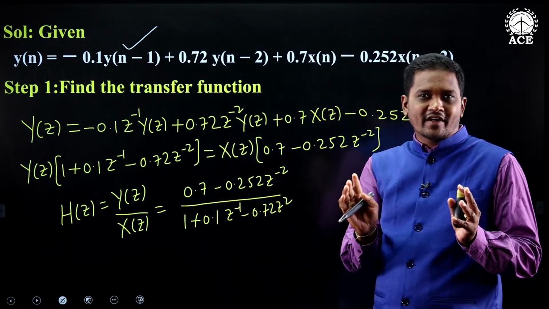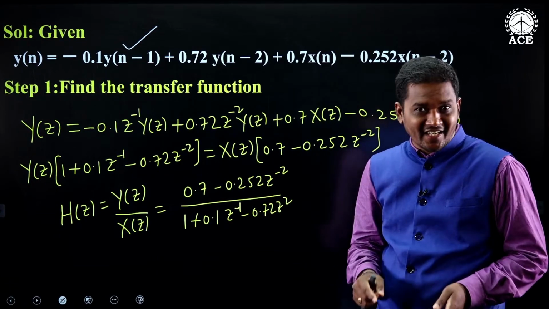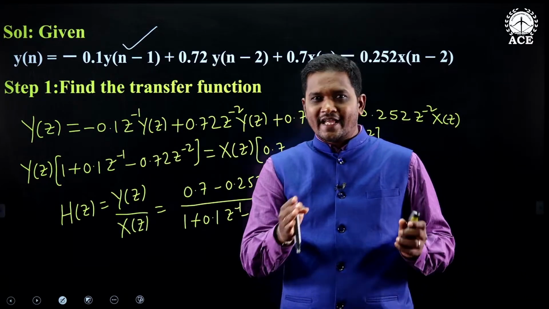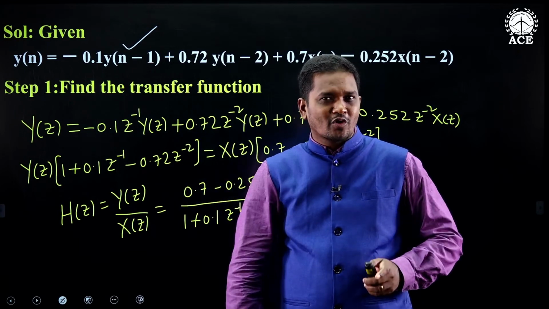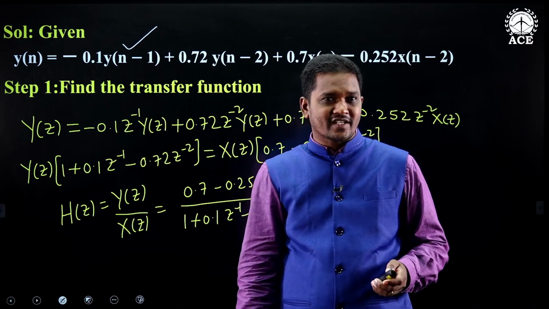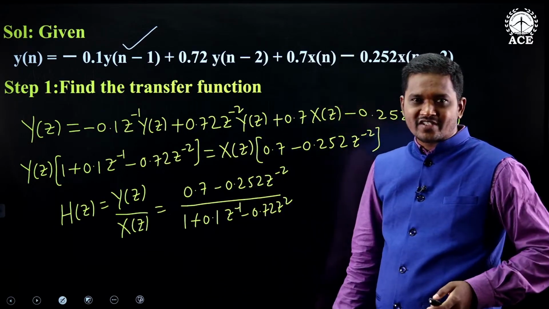Yeah, we got the transfer function. Now the difficult task is entering. The transfer function we got, you have to convert this to what? H1 of z plus or minus H2 of z and so on. Plus sign. How to get plus sign? You need to convert into partial fractions. Means the denominator second order polynomial is there, convert into first order polynomials.